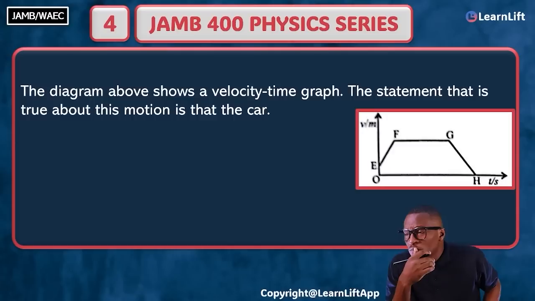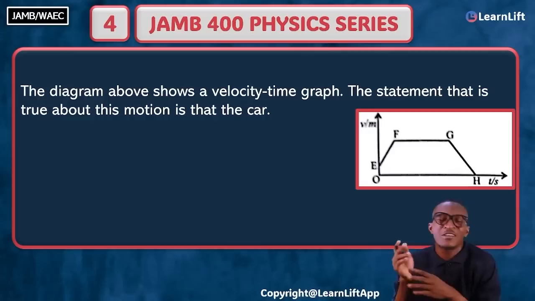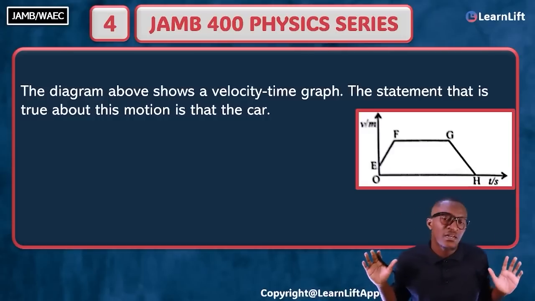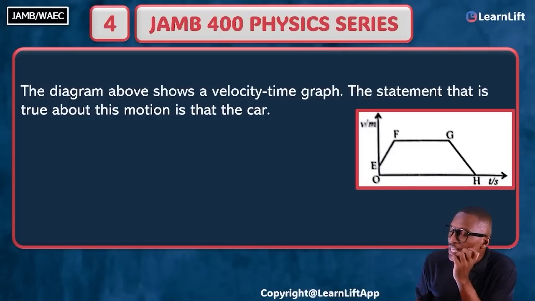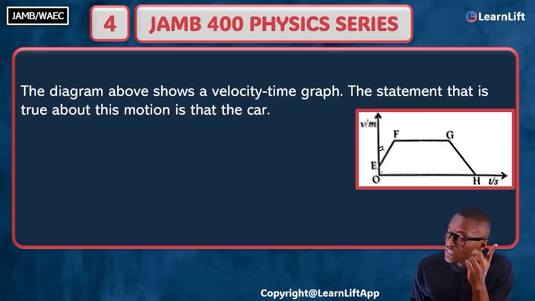The statement that is true about the motion is, everybody, before analyzing the statement, let's interpret the graph. What can you see between E and F? The body accelerates between E and F. But take note that it's not starting from the 0 mark. Are you seeing that it's not starting from the origin? It accelerates, but it's not starting from 0.